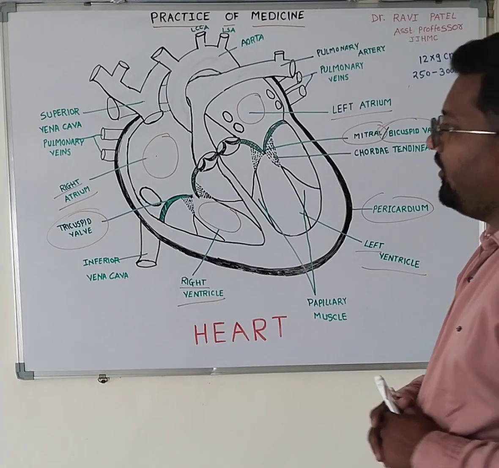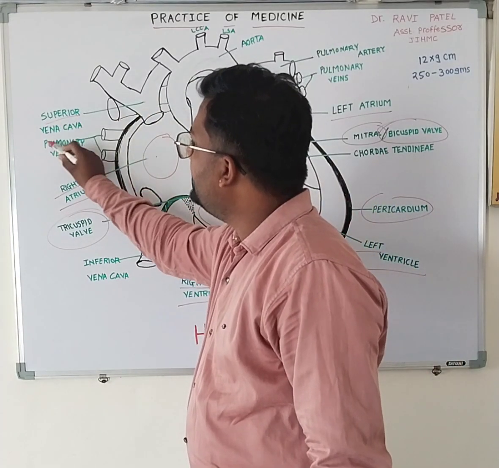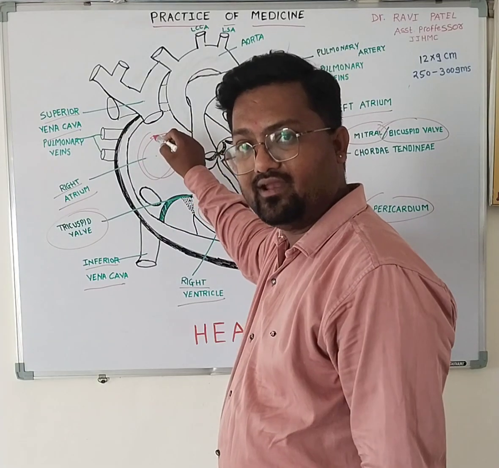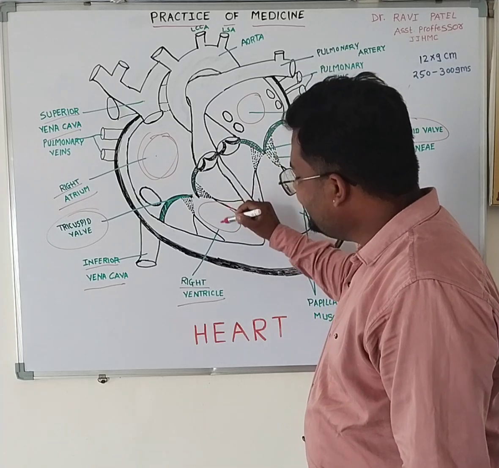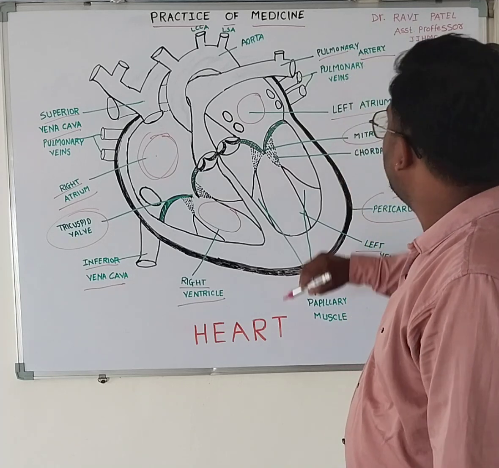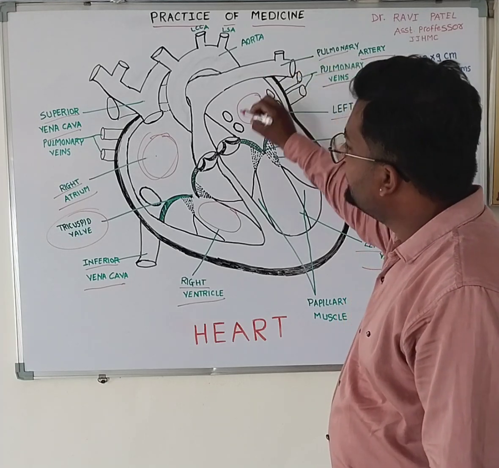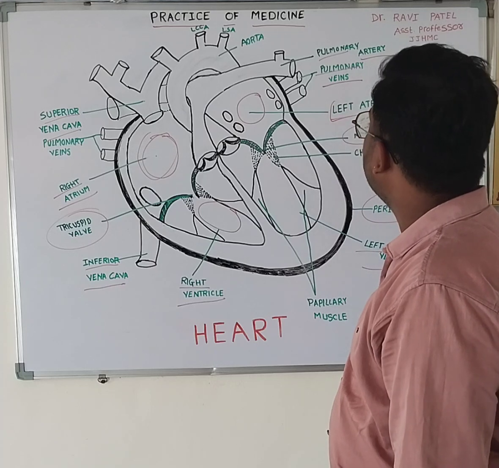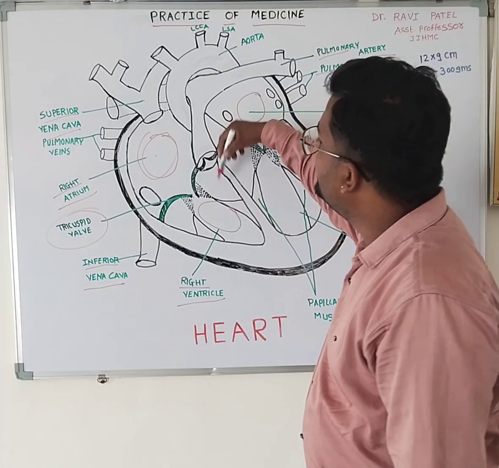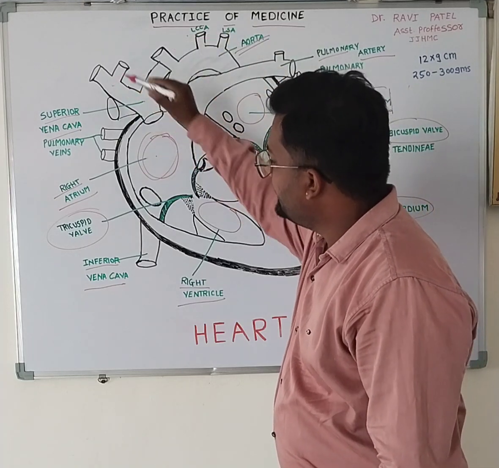Now the connection of the various veins and arteries. Here is the superior vena cava, here is the inferior vena cava, and both open into the right atrium. In the right ventricle, there is the opening of the pulmonary arteries. In the left atrium, the pulmonary veins drain the blood into the left atrium, and the left ventricle pumps and pushes the blood through the aorta. Here is the aorta, and here are its branches.